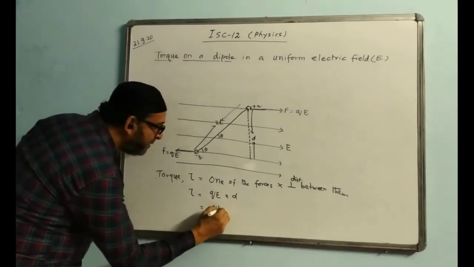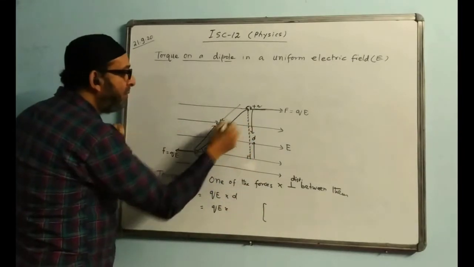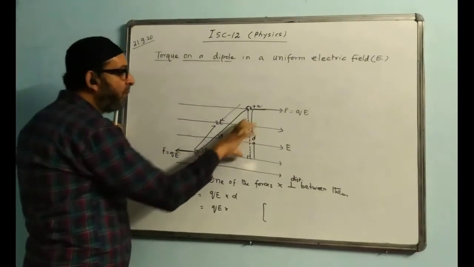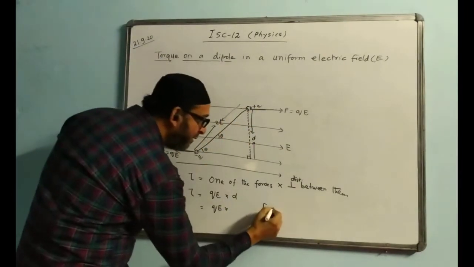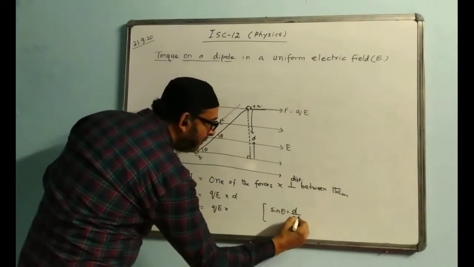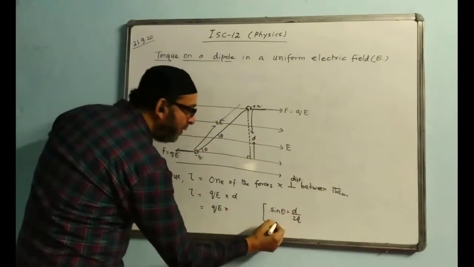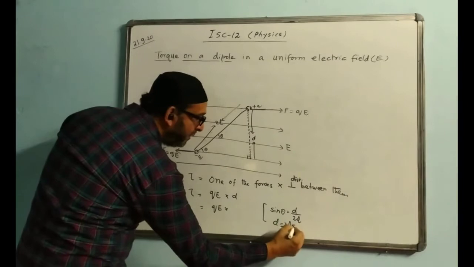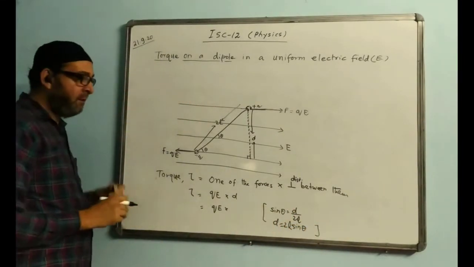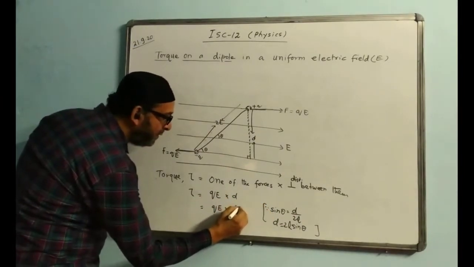In this right angle triangle, I have drawn a perpendicular. I will use sin theta. Sin theta is perpendicular by hypotenuse, so sin theta is equal to D by 2L. Therefore, the D value will become 2L sin theta.